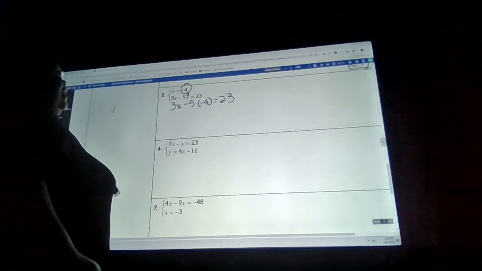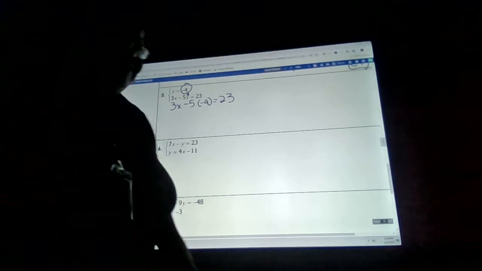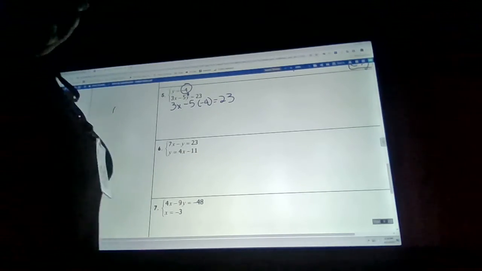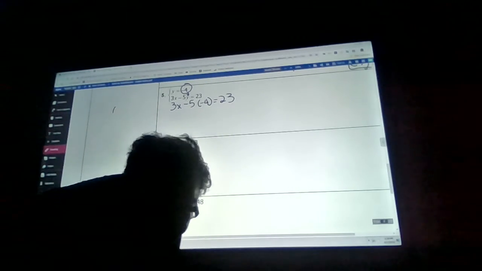Equals 23. I was going to put up another video, but she skipped the same ones I skipped. So, and I promised you all that we would do these.